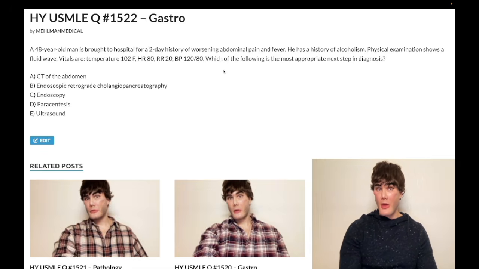And let's start the clip. 48-year-old dude. He has spontaneous bacterial peritonitis, SBP, and we know that because he has abdominal pain plus fever plus cirrhosis with ascites. Now, hear me out.